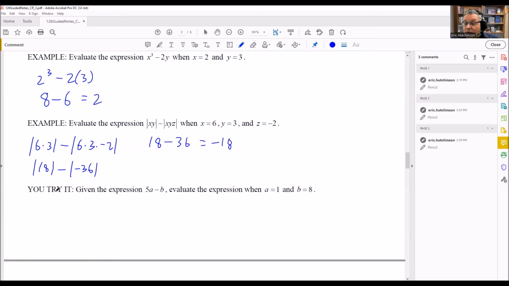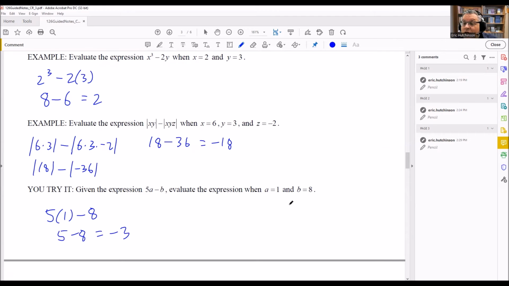So let's do a couple of you-try-it problems. We've got 5a minus b. 5 times a, where a is 1, and b is 8. So we're going to do 5 times 1 minus 8. The minus sign has to stay there. All we're doing is replacing the variable only. So if you get rid of the b, you put an 8 in there instead, but you still have to subtract it. 5 times 1 is 5. And now we just do 5 minus 8. That's going to give you negative 3 as the answer.